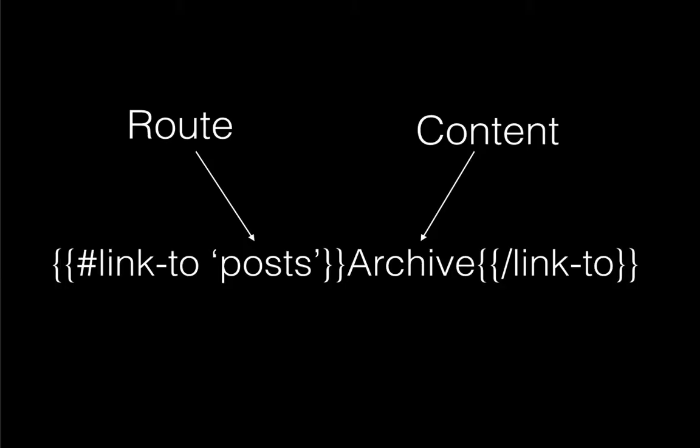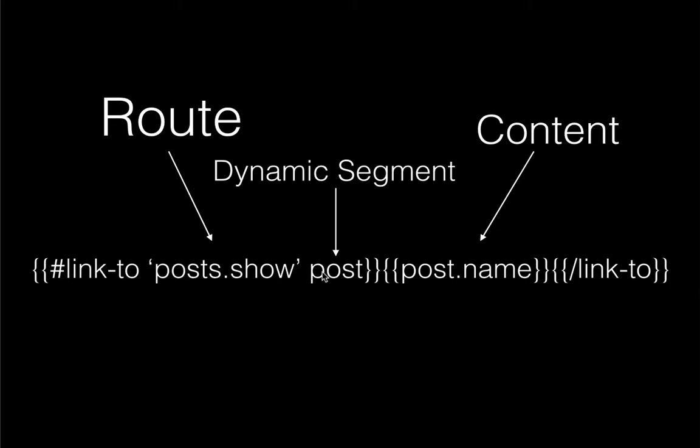Let's look at the anatomy of a basic link-to helper. You have the component name, link-to, and then you have the name of the route that you're linking to, and then you have the content of the link text. A common variation is to pass in an item or an ID. For example, if you wanted to go to show a specific video.